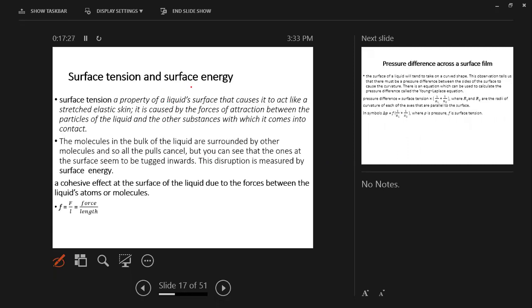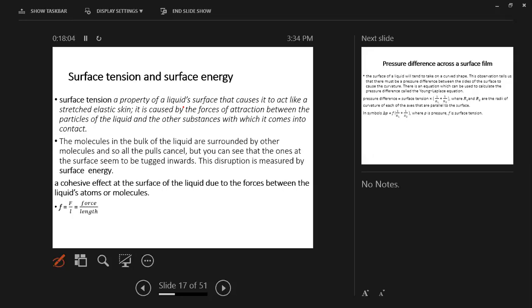So, surface tension and surface energy. To define surface tension: it is a property of a liquid's surface that causes it to act like a stretched elastic skin. It is caused by the forces of attraction between the particles of the liquid, and the other substance with which it comes into contact. When it comes into contact with another object, there is going to be a force of attraction between them. So this is going to cause the surface tension.